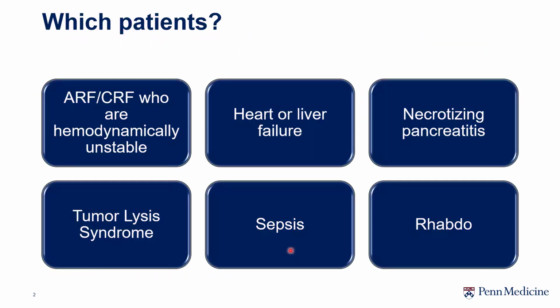So who gets CRRT? CRRT is for acute renal failure and chronic renal failure patients. It could also be used for liver or heart failure patients. Rhabdo patients, we see rhabdo a lot in our overdose patients who are found down. But really, we use it more than any other unit here at Presby because of our septic shock population.